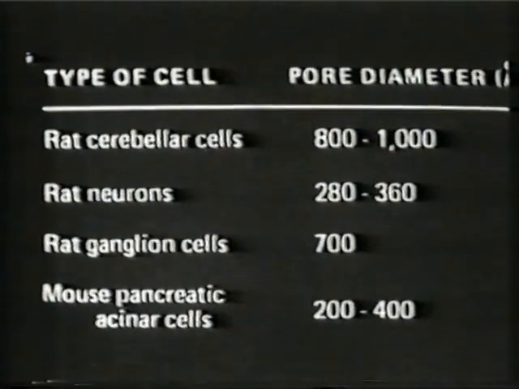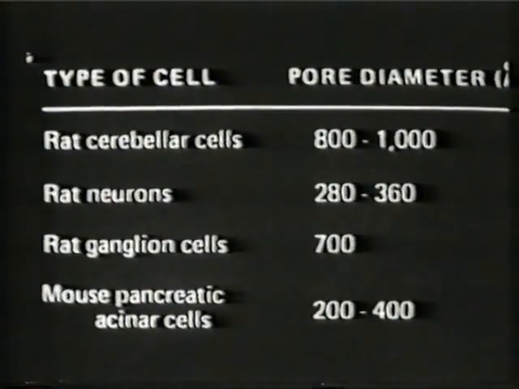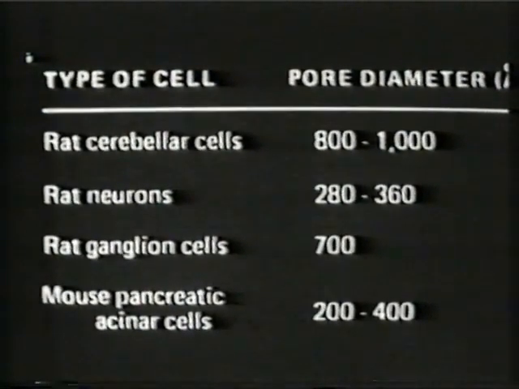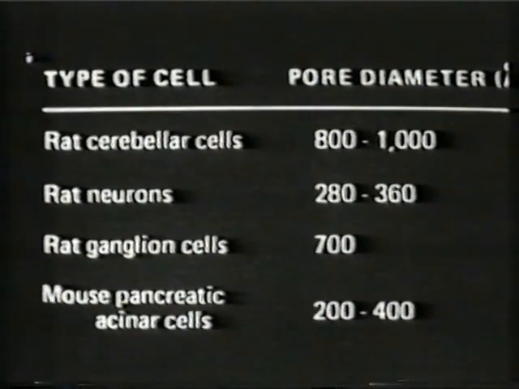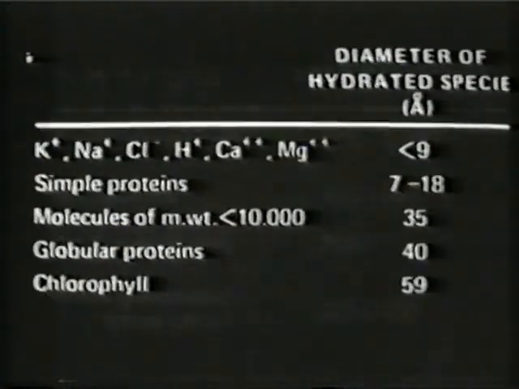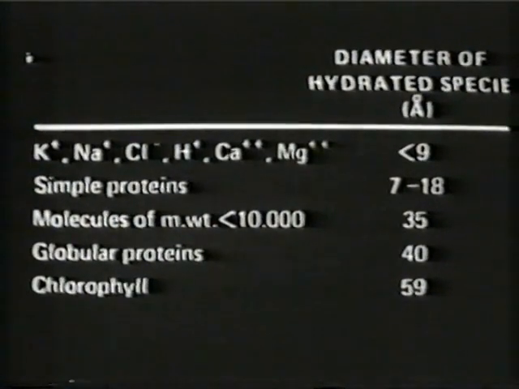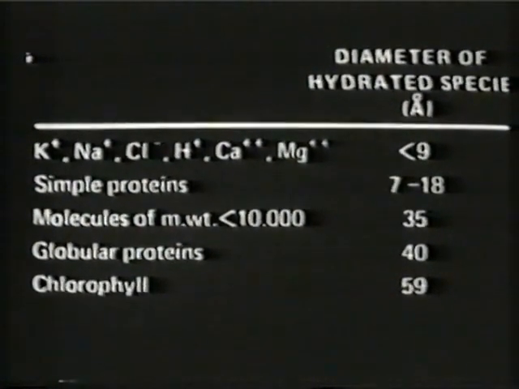Pore diameters in the literature vary from a maximum of 1,000 angstrom units in rat cerebellar cells to a minimum of 200 angstroms in mouse pancreatic acinar cells. More recently, smaller values have been cited since the description of a nuclear pore apparatus. Let us now look at the size of some ions and molecules found to be either side of the nuclear membrane. Their diameters do not exceed 59 angstrom units for chlorophyll, but molecules less than 10,000 molecular weight are less than 35 angstroms wide. How could such large pores prevent the ingress of such small ions or particles?